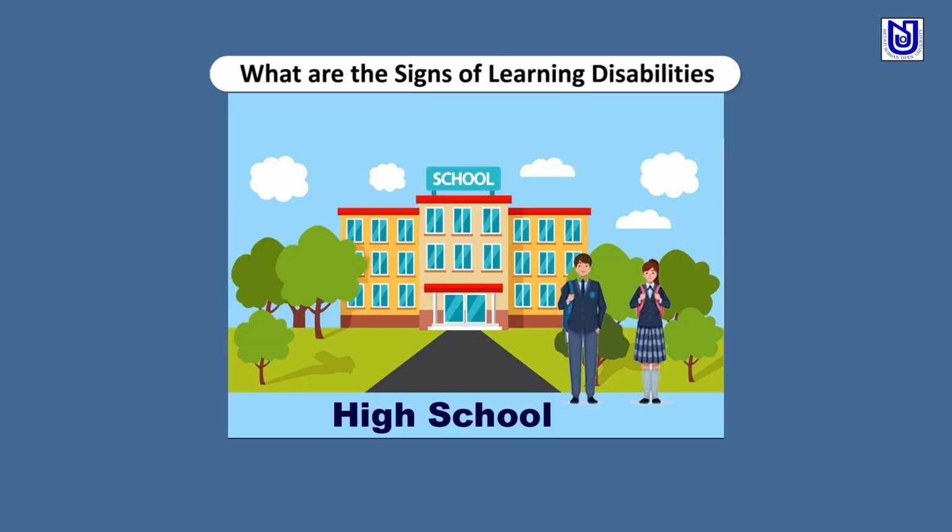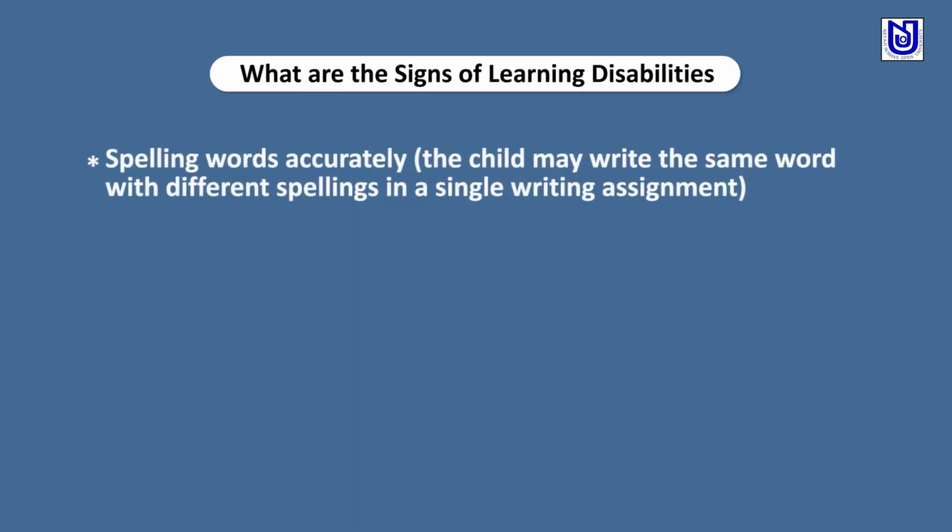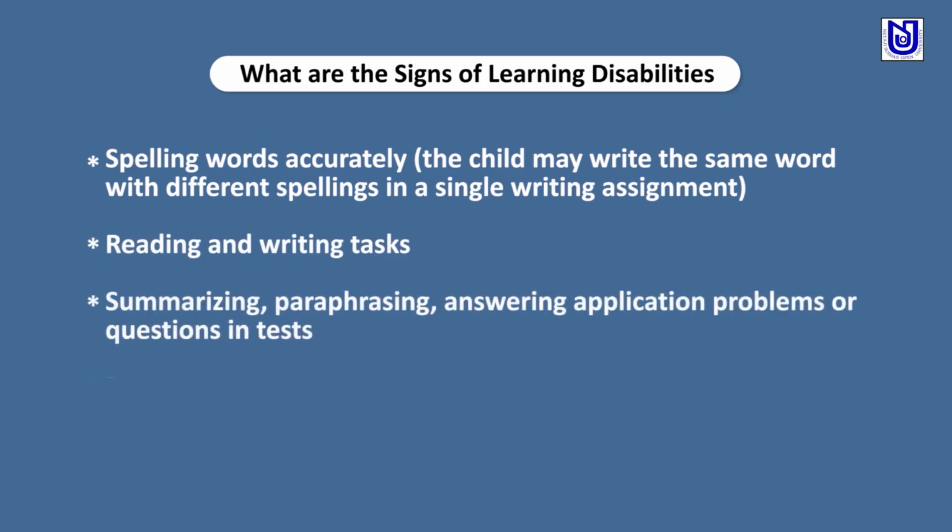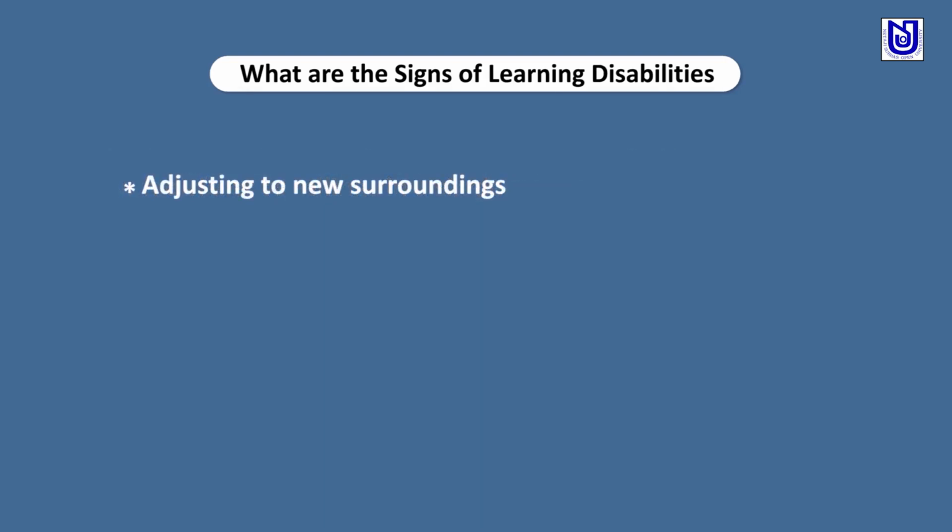Then at the high school level also we can see some of the symptoms, like spelling words accurately is a difficult task for the child. They may face difficulties in reading and writing tasks. Then summarizing, paraphrasing, answering application problems and questions in tests is a problem for them. Then poor memory. They can't recall what they perceived. Then adjusting to new surroundings also. Sometimes this also becomes a problem for the child.